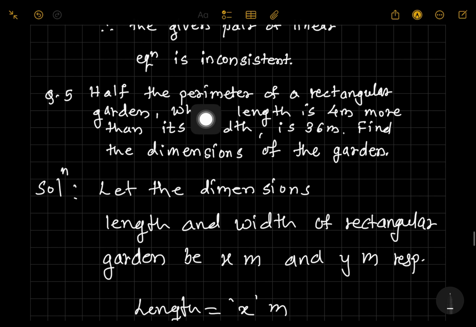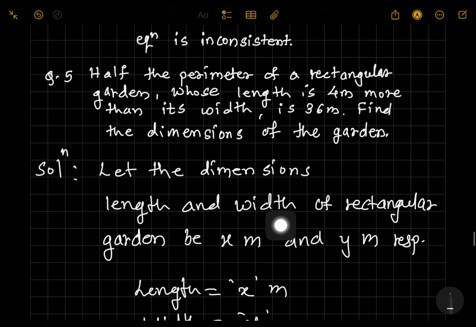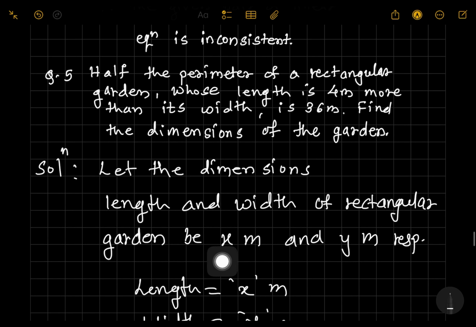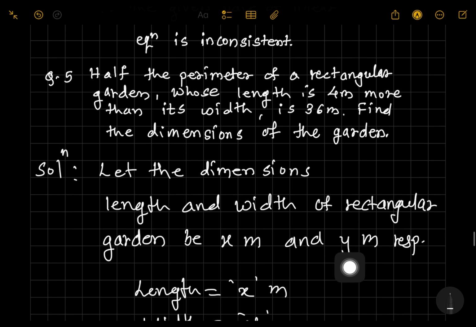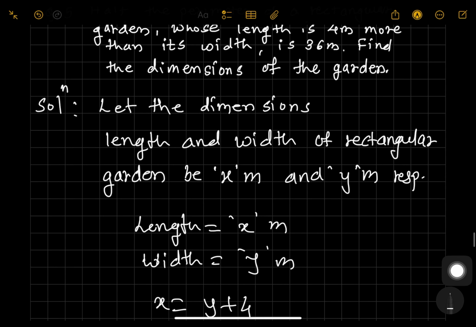Now here, let the length and width of the rectangular garden be x meters and y meters respectively. So here we write: length equal to x meters, width is y meters.